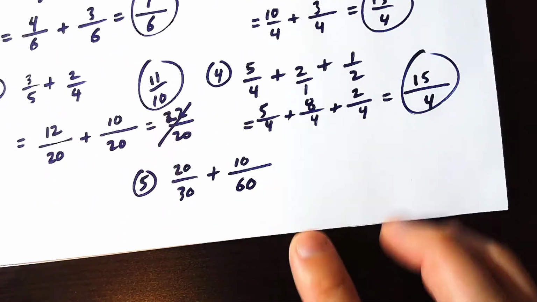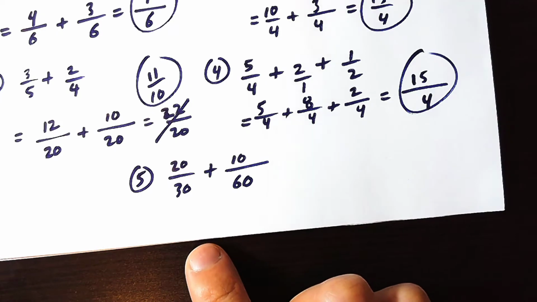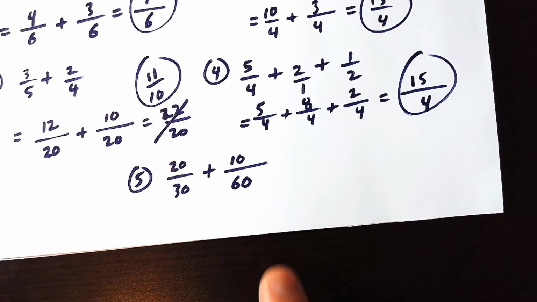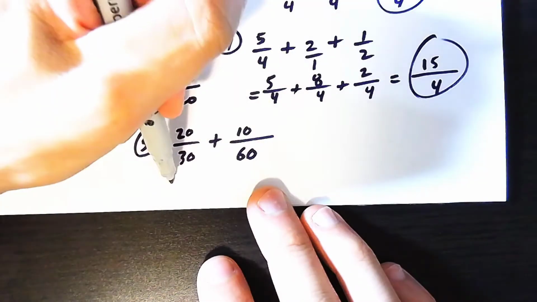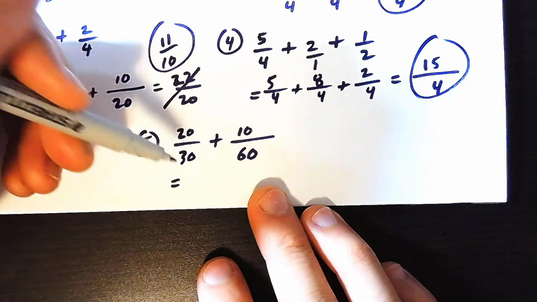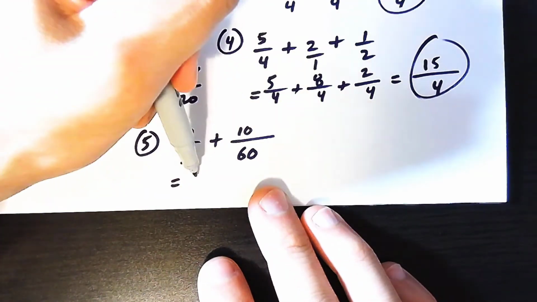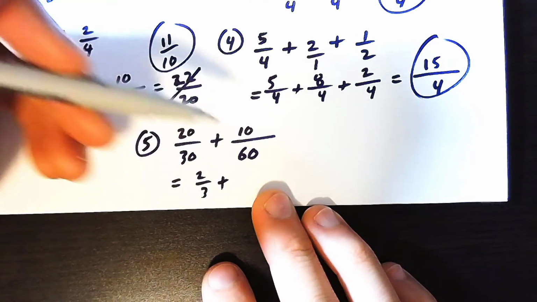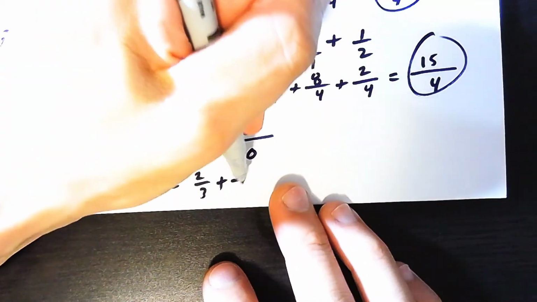Now this last question we stuck on just because I want you to be intelligently lazy. Now you could try to multiply 30 times 60, which would be a huge number. That could work, but it's always a good idea to simplify. So let's do that. 20 over 30, divide top and bottom by 10, becomes 2/3 plus, and then you can knock off the zeros. This is plus 1 over 6.